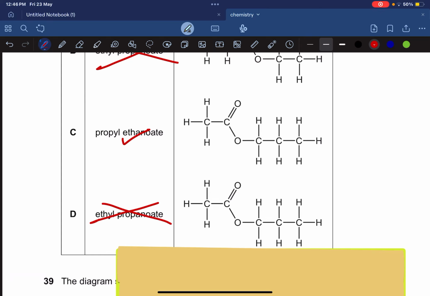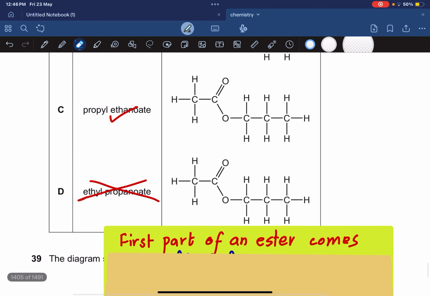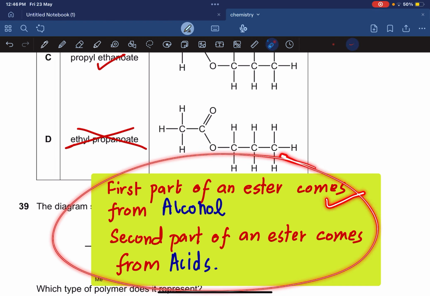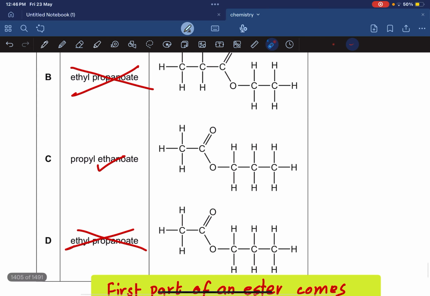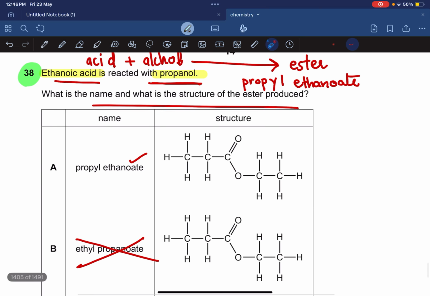So that's a cross. That was the first thing you had to understand in this question, that the first part of the ester comes from the alcohol and the second part of the ester comes from the acid. This was the key concept. Now the structure, I guess it should be easy. Let's see. You just have to have propanol, that means 3 carbons in the alcohol. You have to break down your ester. That's also an important thing.